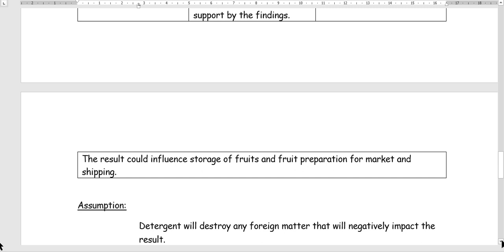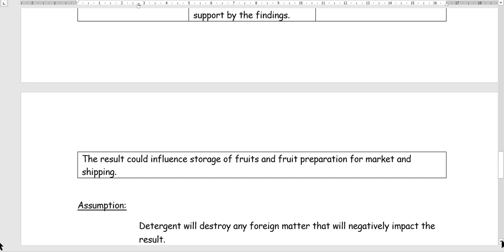Now, one thing that you need to look at is what this result can be used for, and here this result could be used to determine or pretty much influence the storage of fruits, and of course the packaging of fruits, and of course the preparation of fruits for the market and pretty much for shipping.